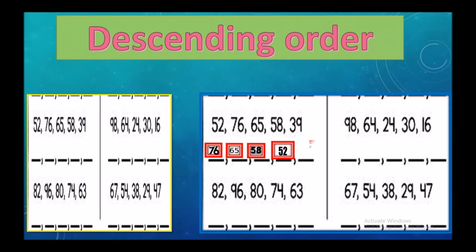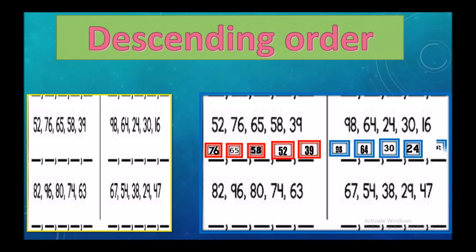Here again you will compare 98, 64, 24, 30 and 16. So in tens place 9, 6, 2, 3 and 1. So 9 is the biggest one. So you will write first 98, then 64, then 30. Next is 24. And the last one is 16.